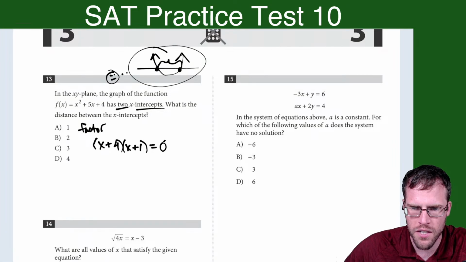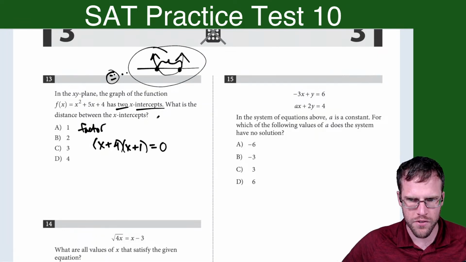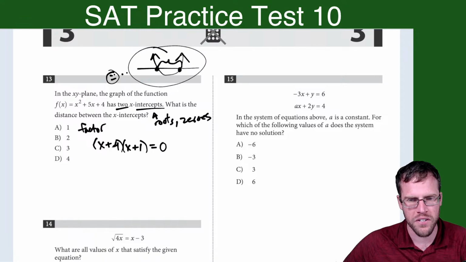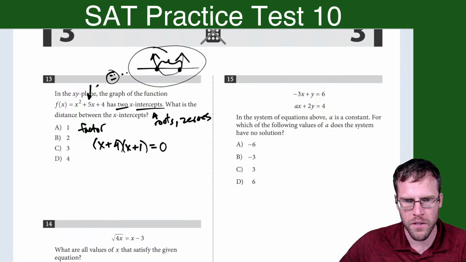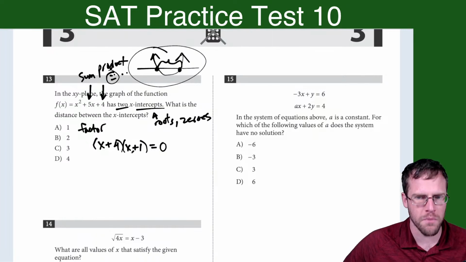I'm setting it equal to 0 because the x-intercepts are where the y value of the function is equal to 0. So x-intercepts means the same thing as roots. You could say zeros, and so on. There are a lot of ways of phrasing this. This factors because I need two numbers that have a sum of 5 and a product of 4. That's where x plus 4, x plus 1 comes from.